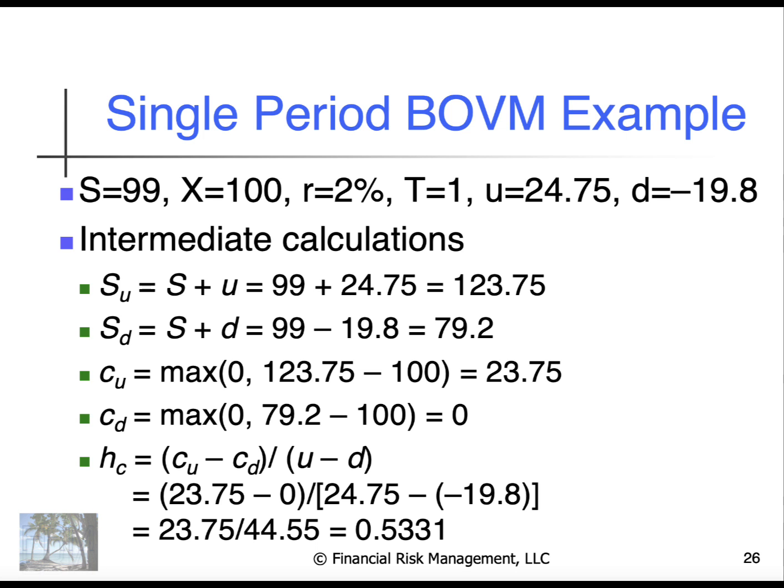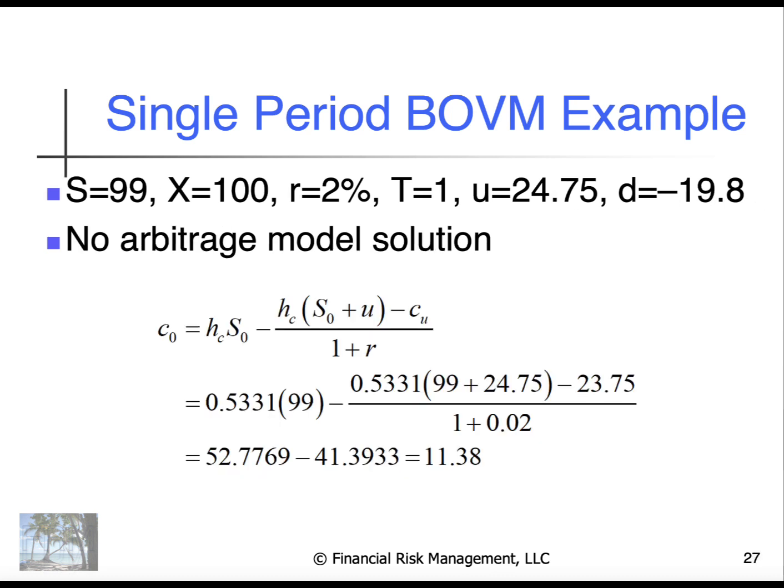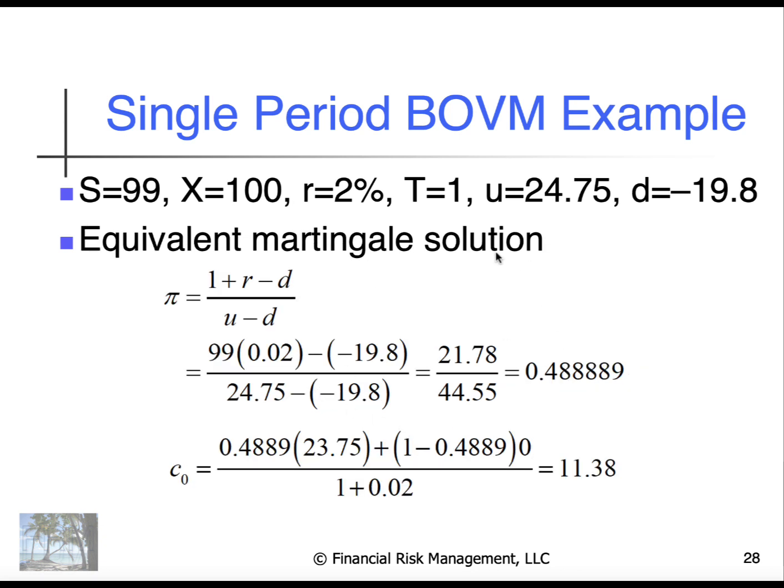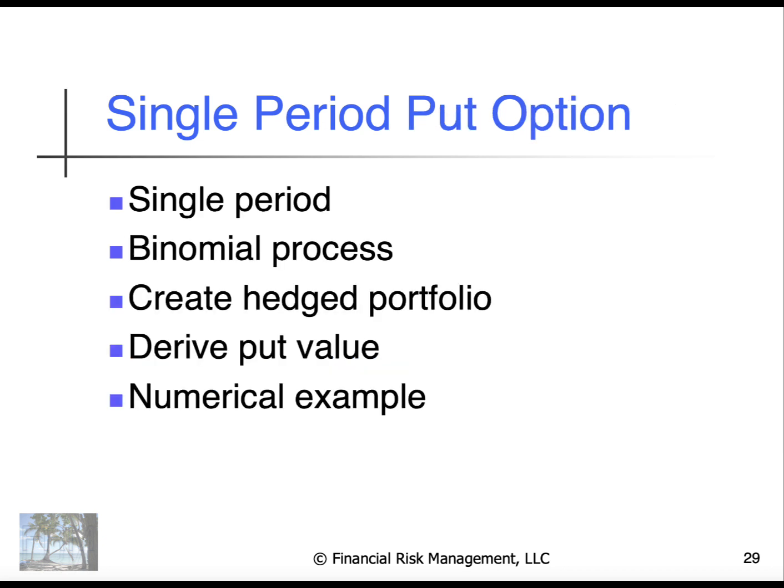If we carry a numerical example, as we did before, you could calculate a variety of different results. Here the hedge ratio is 0.5331. Again, calibrating these ups and downs to be consistent with the geometric Brownian motion case. And what we'll notice is that the no arbitrage model solution gets us 11.38. The equivalent martingale measure solution gives us the exact same amount. And so a similar sort of pattern holds with ABM as it does with GBM.